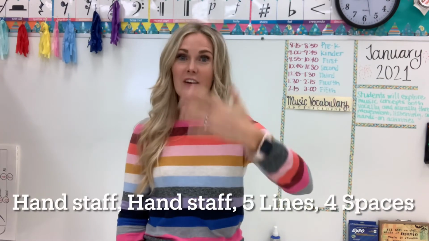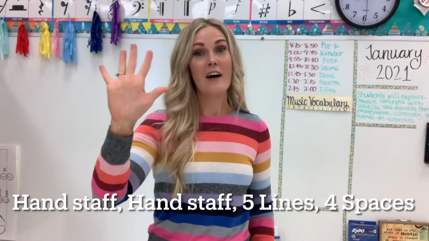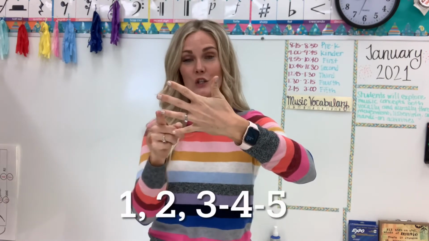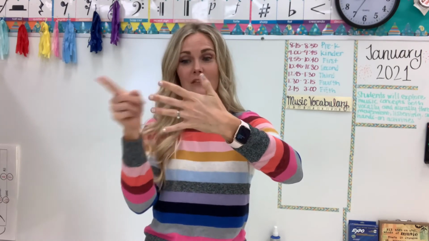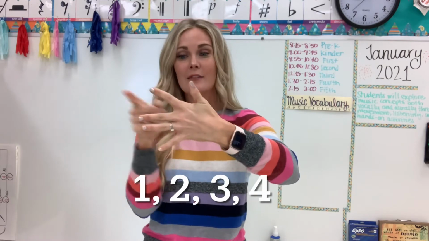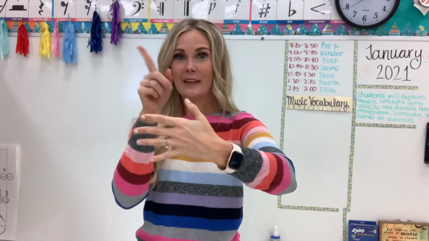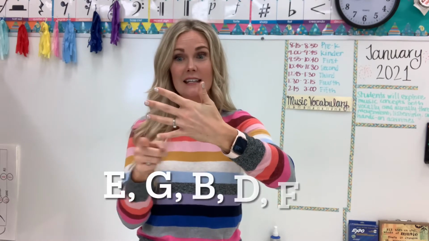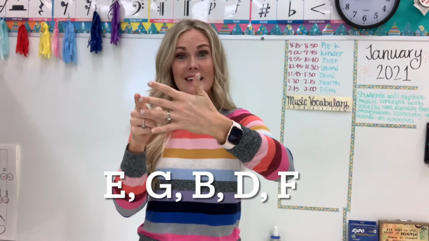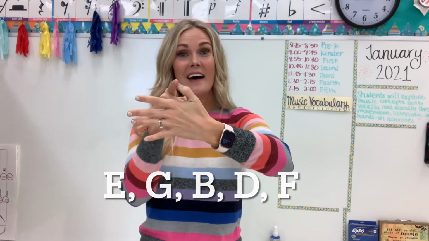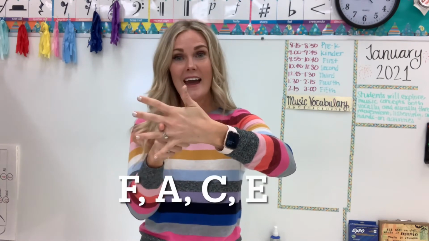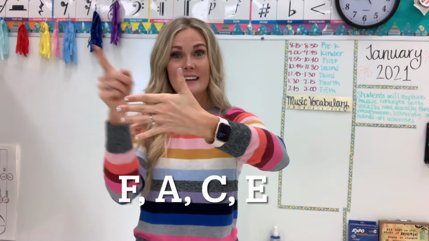Okay, so putting the whole hand staff chant together, it goes like this. Hand staff, 5 lines, 4 spaces. 1, 2, 3, 4, 5. 1, 2, 3, 4. Now we're gonna say the order of the lines. E, G, B, D, F. And the spaces. F, A, C, E.